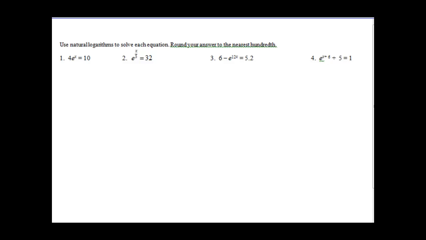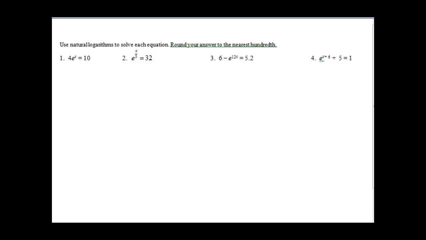Alright, using natural logarithm to solve each equation. Round your answers again to the nearest hundredth. Kind of the rule: if you see e, we're going to natural log. If you see ln, we raise that from the e power, or e to that power.